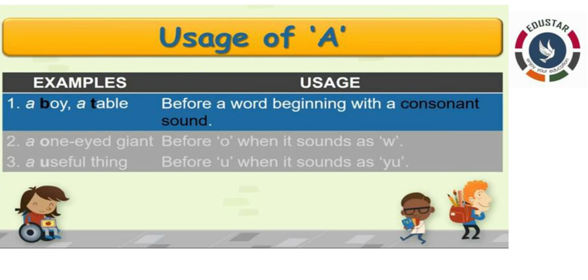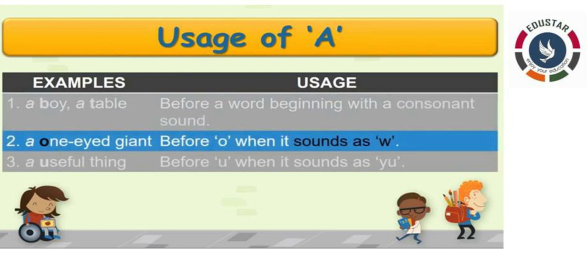Usage of a, where you are going to use a. For example, a boy, a table. What is the first letter of the word? It is B and T. B and T have a consonant sound. So, we are going to use a before a word beginning with a consonant sound. Can you understand the first example?